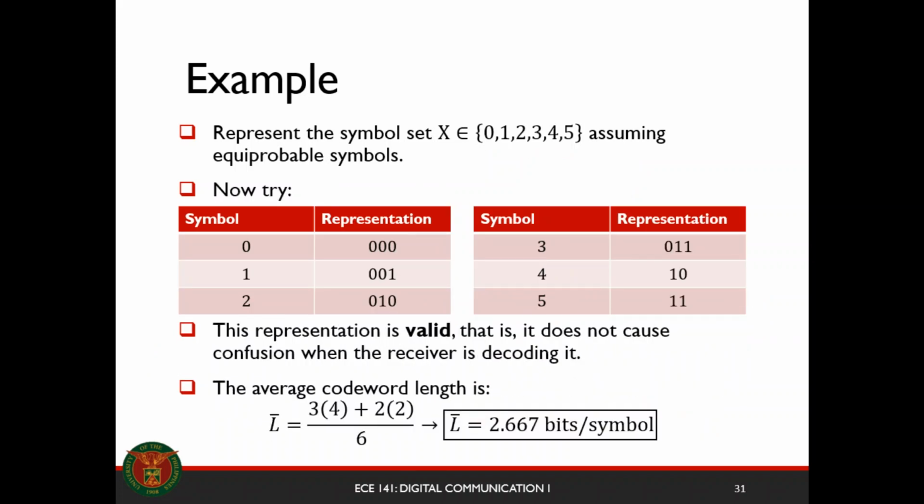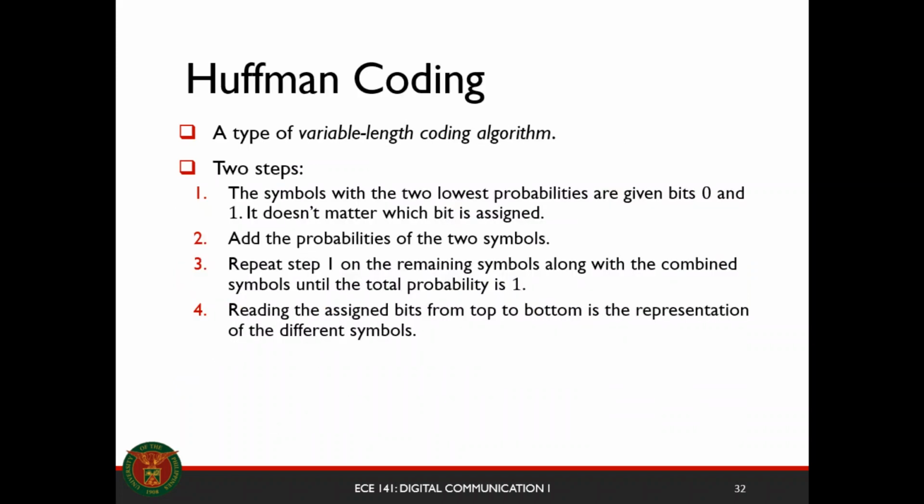So to be able to generate more efficient coding of data, we use what we call the Huffman algorithm, or Huffman coding. It's a type of variable length coding algorithm. It has not 2 steps but 4, but mainly just 3 and 4 means just repeat step 1. Okay, so it's actually just 2 steps.